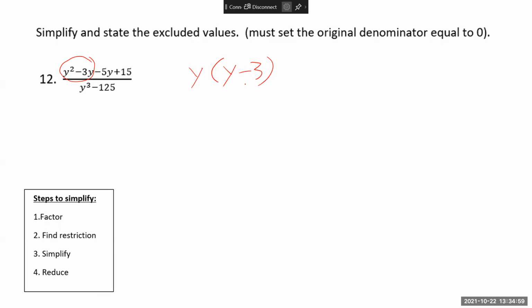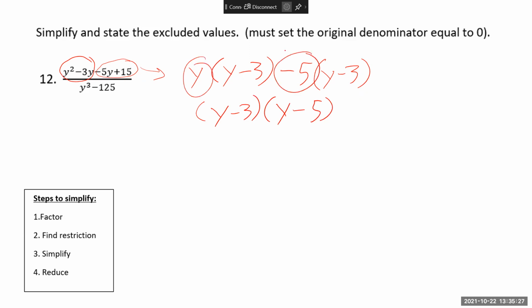The second 2 right here, they share a 5. I'm actually going to take out a negative 5, leaving me with a y minus 3. Now I have y minus 3 for both of them, right? Factoring by grouping, 2 sets of parentheses, exactly the same. That factors out, and in another set of parentheses, I put whatever was multiplied by y minus 3. So y minus 3 times y minus 5.